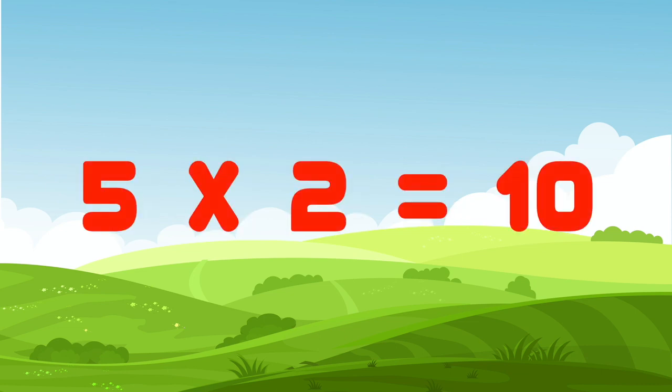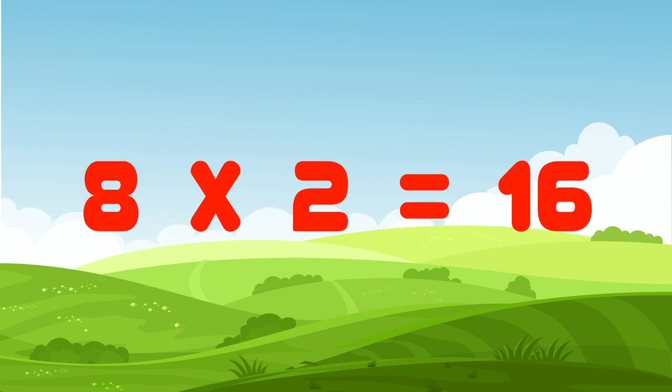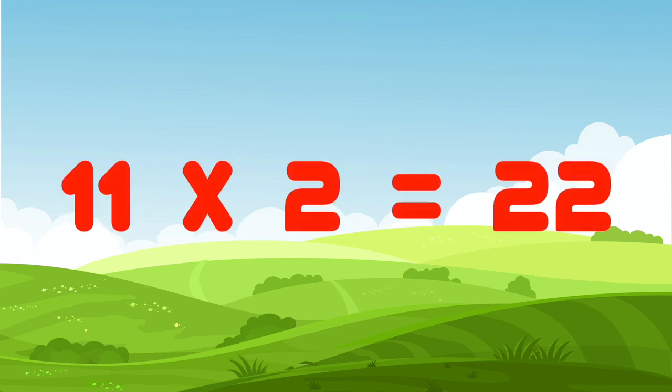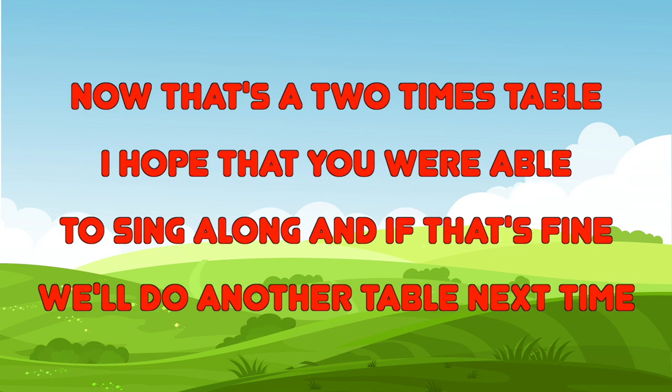Six times two is 12. 7 times 2 is 14. 8 times 2 is 16. And 9 times 2 is 18. And 10 times 2 is 20. 11 times 2 is 22. And 12 times 2 is 24. Now that's our 2 times table.